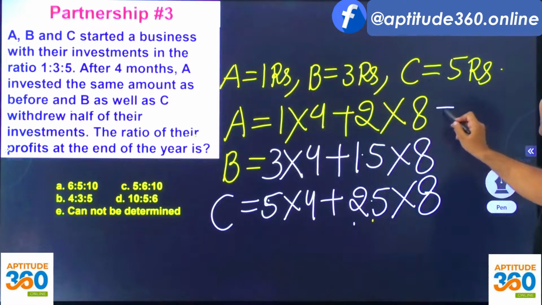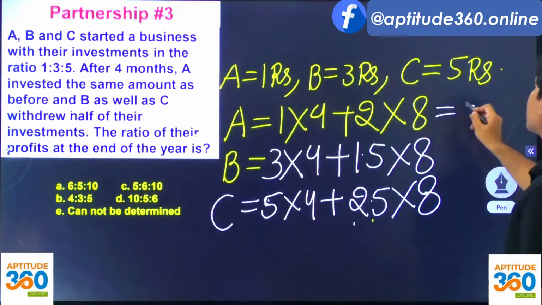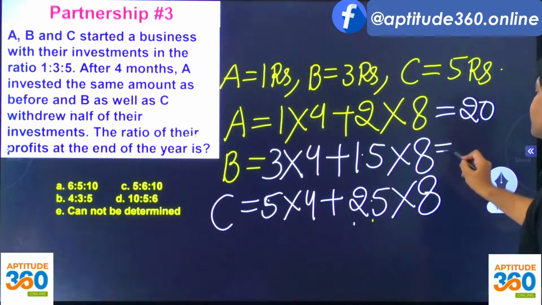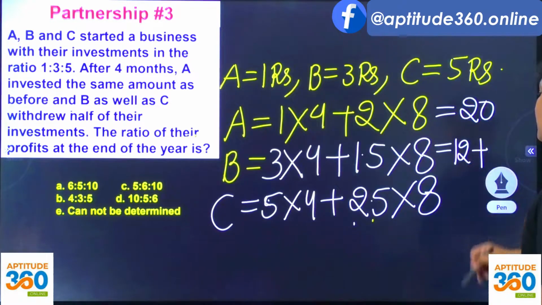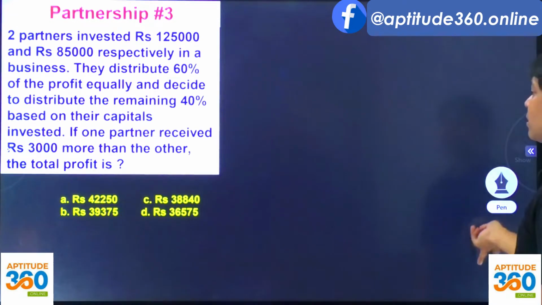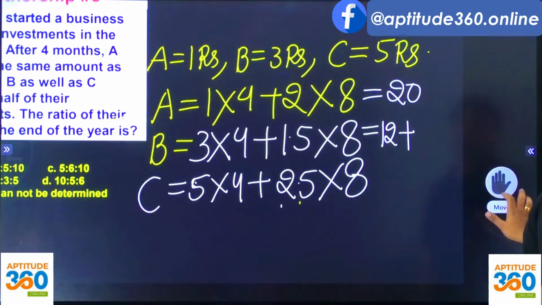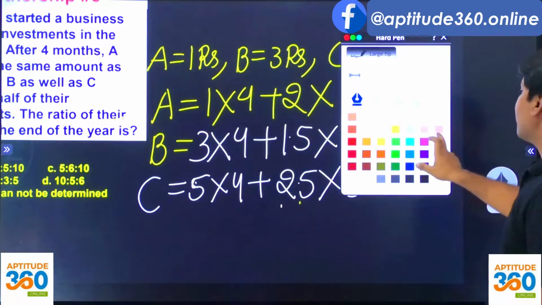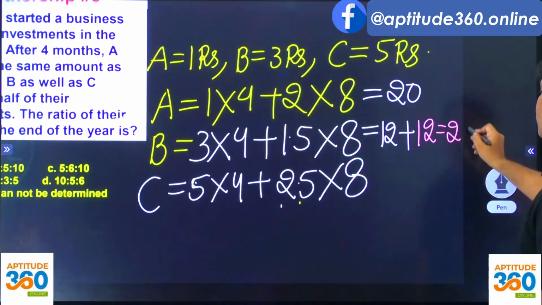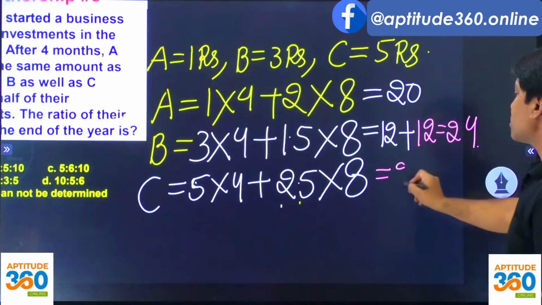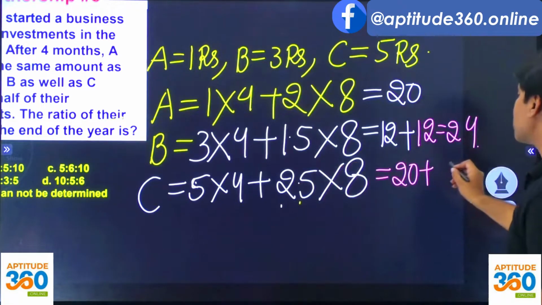आपने क्या करना है यहाँ पे? ये देख लो. 4, 8 into 2, 16. 16 plus 4, 20. This value is 12. This value is 12 plus 1.5 into 8, that is also 12. If you simplify these values, this value is also coming out as 12. So this is going to be 24. How about this? This is 20. And this value is 25. 2.5 into 8 is also coming out as 20.